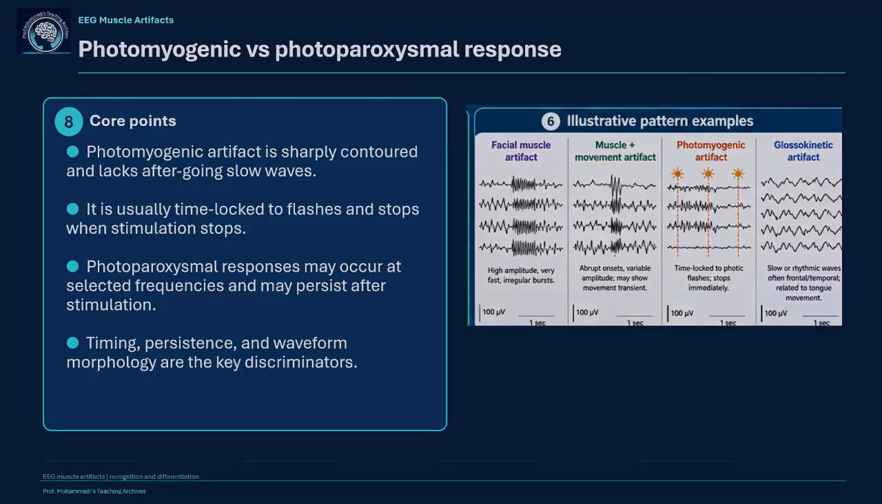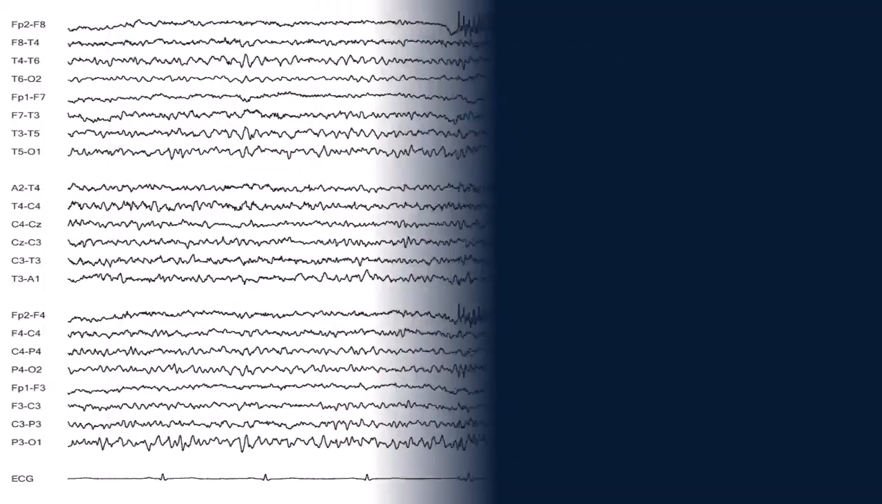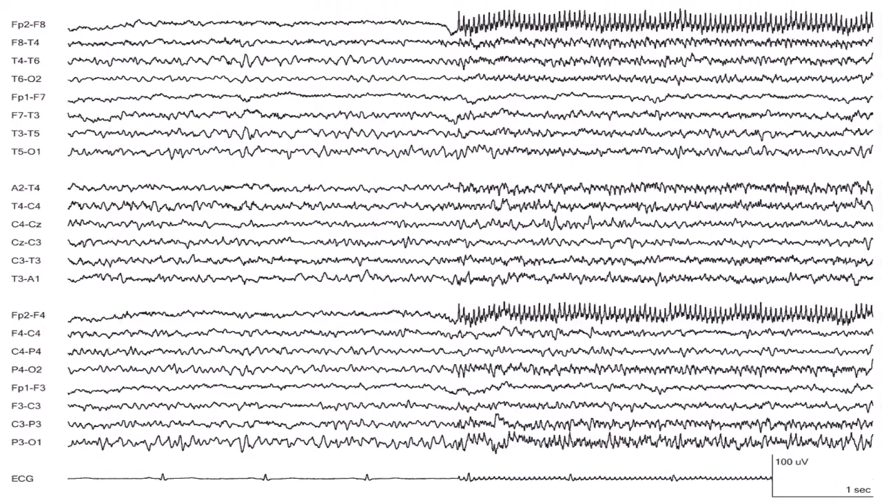At higher strobe frequencies, photomyogenic artifact may resemble a photic driving response more closely, but its sharper contour and frontal location are important clues. At lower frequencies, the transients may look more obviously like EMG potentials. The practical point is to avoid relying on one feature alone. Instead, assess the field, the exact timing relative to the flash, the waveform morphology, and whether the activity ends with the stimulation.